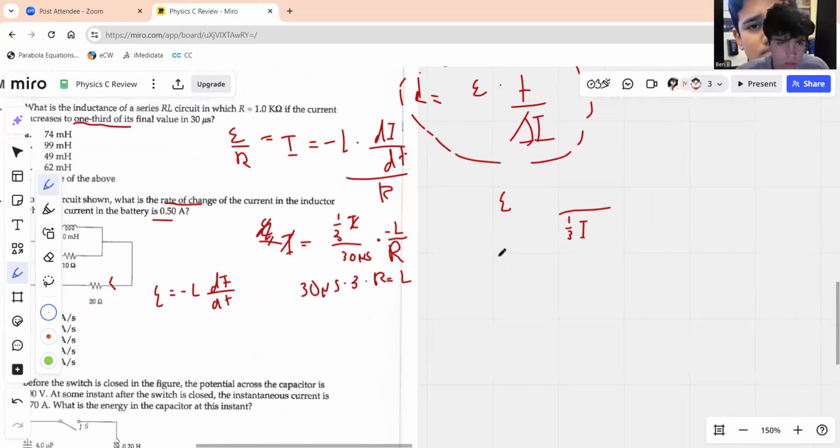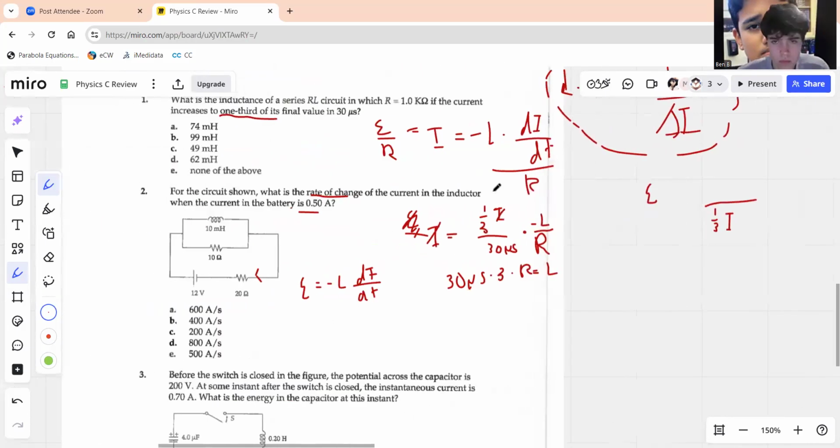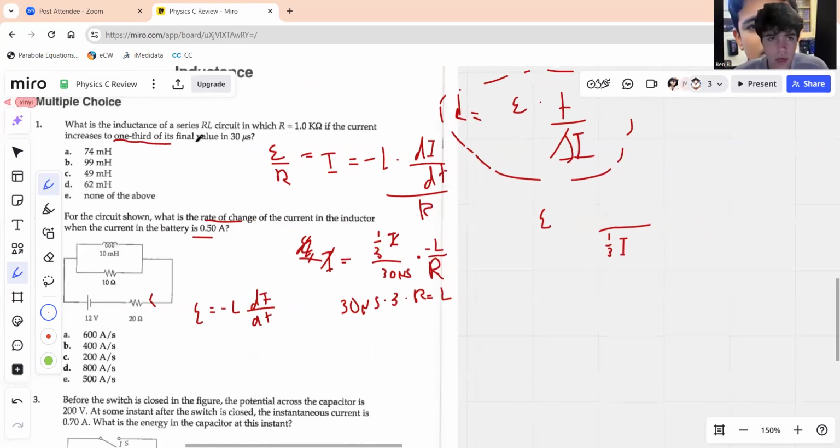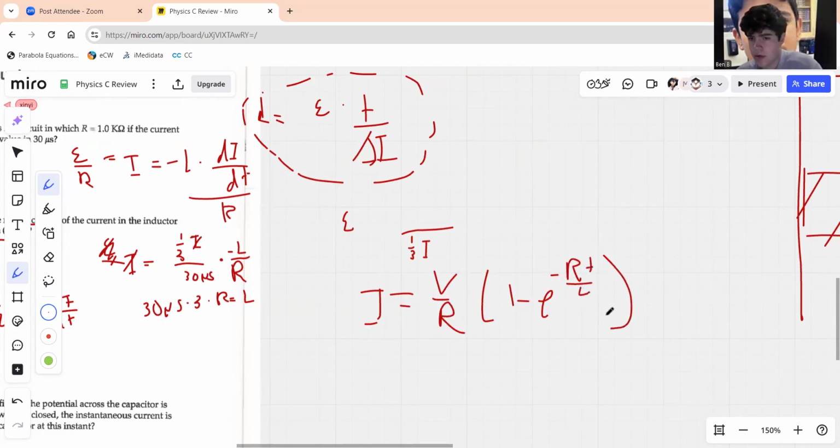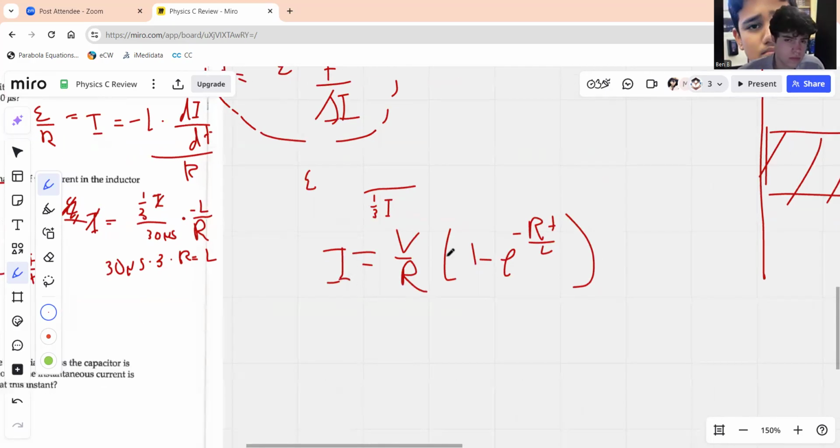And so, I don't know. What I used to solve it was this equation where the current at a certain t is equal to the final current times 1 minus e to the negative RT over L. Yeah, that makes sense. And this is just equal to I final and I naught.